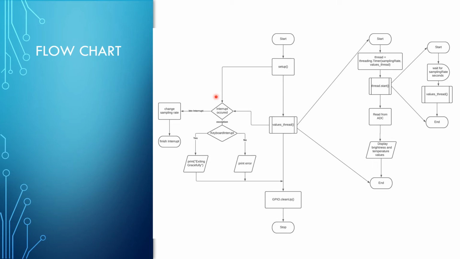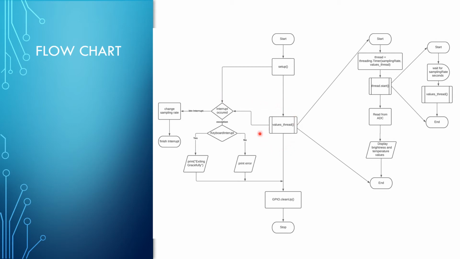In this case, Control C is our command for exiting the program, and then our program will just print a simple farewell message and then clean up the GPIO pins and stop the program. The last scenario would be if some other error happened, which we can't predict, and then in that case, we just output the error to the screen, clean up our GPIO pins, and then move on again.